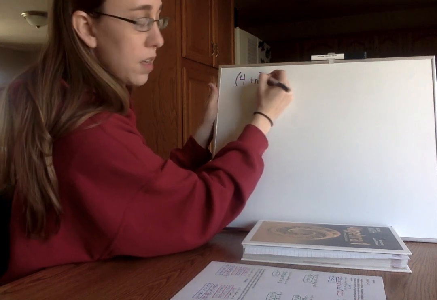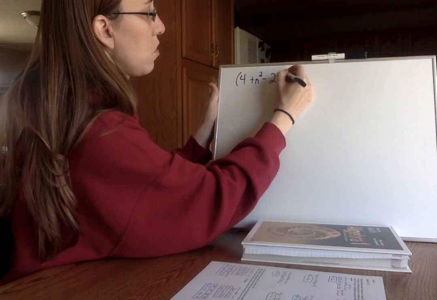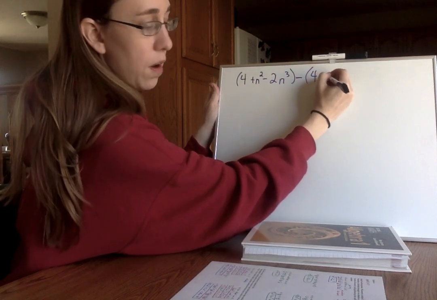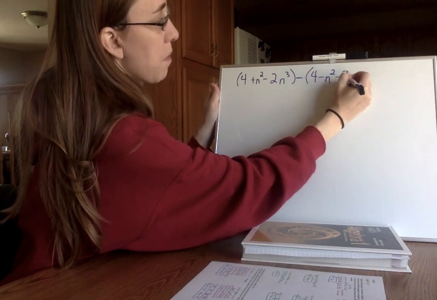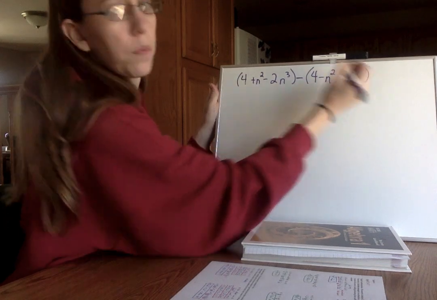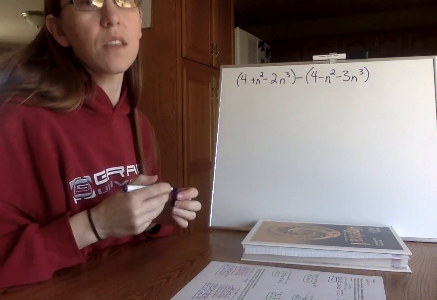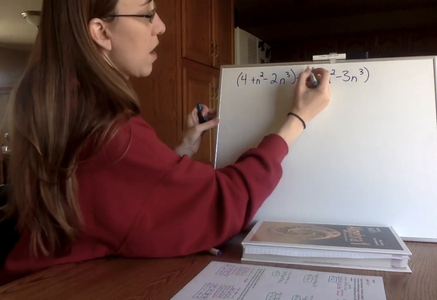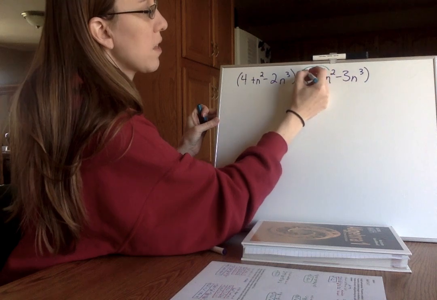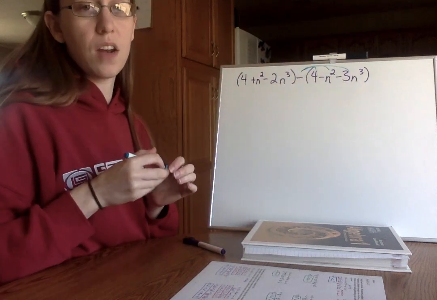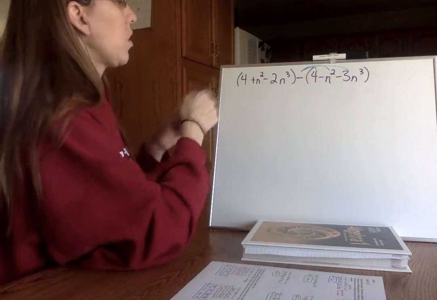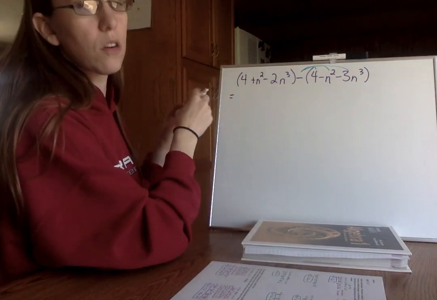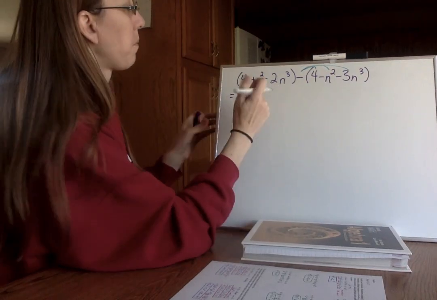4 plus n squared minus 2n to the third, minus 4 minus n squared minus 3n cubed. Now, this one is a subtraction problem, so we're going to have to remember to take this negative here and distribute it to every single term inside those parentheses. When you do that, you can rewrite it without the parentheses. It makes it a little bit easier to find your like terms that way.